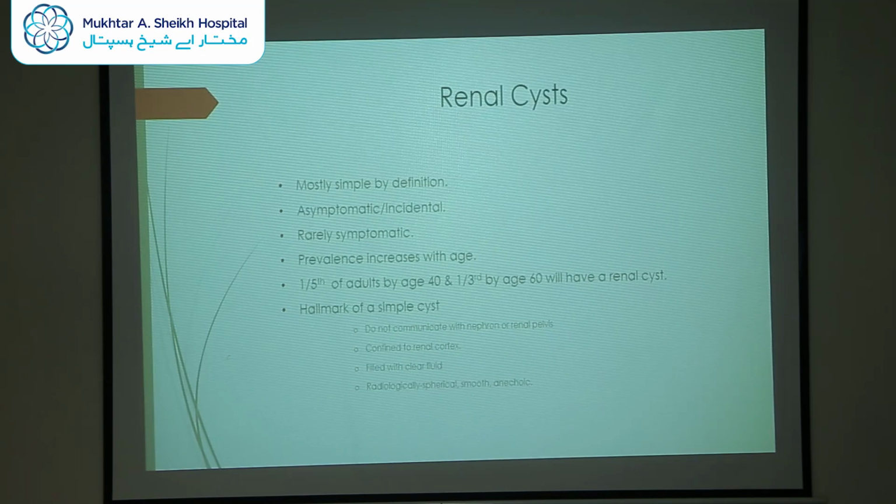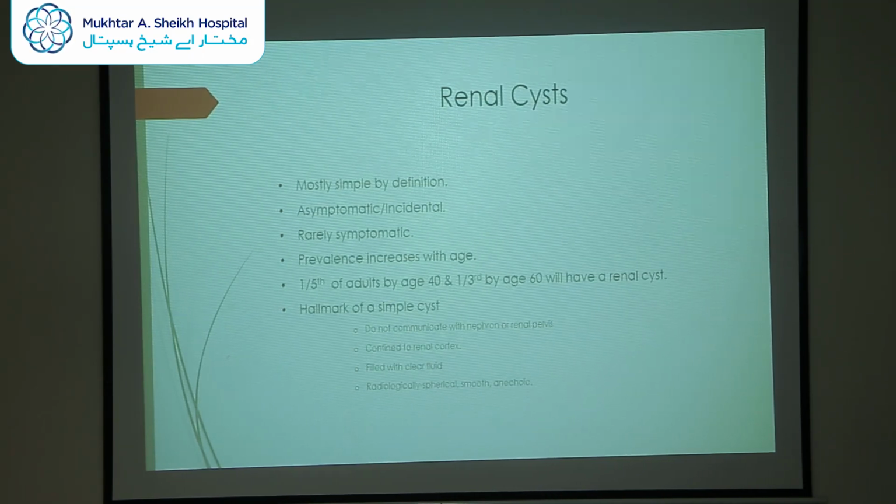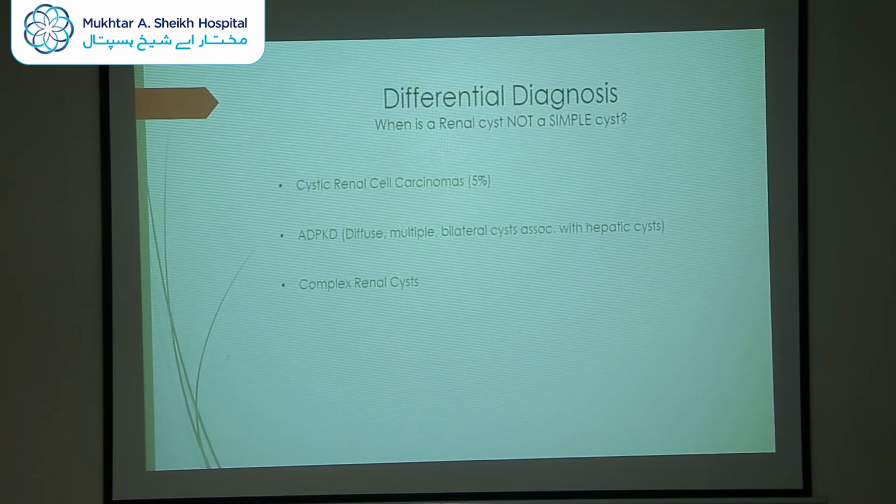A parapelvic cyst can compress the pelviureteric junction, so it is more symptomatic than a simple renal cyst. Differential diagnosis: cystic renal carcinomas 5%, adult autosomal dominant polycystic kidney disease, which may show diffuse multiple bilateral cysts associated with hepatic cysts, and complex renal cyst.